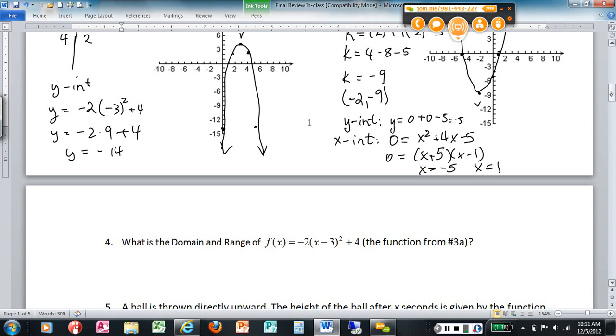Domain is what? It's the x's, right? It's a set of potential x values. In other words, we're looking, is there any restriction on the x's? And in this case, there's not, right? Because the x's can be anything. To get an x value of -10, it's going to have to be real far down on the graph. But you can use an x value of -10, so that's all real numbers, or negative infinity to positive infinity. X can be anything.